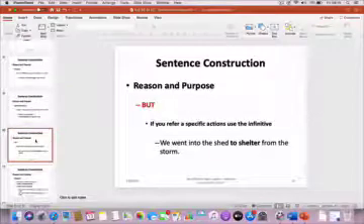But be careful. If it's a specific action, then in this case we need to use the infinitive. We went into the shed to shelter from the storm. In this case I'm being specific, so I need to use to plus the infinitive.